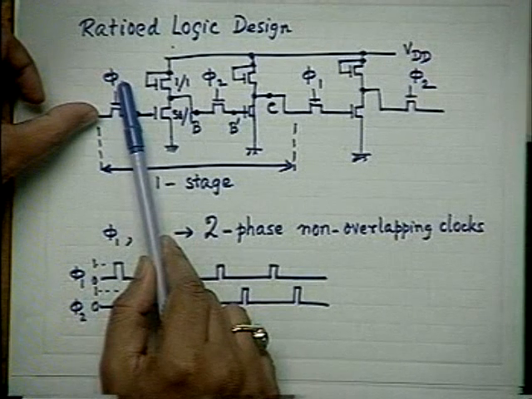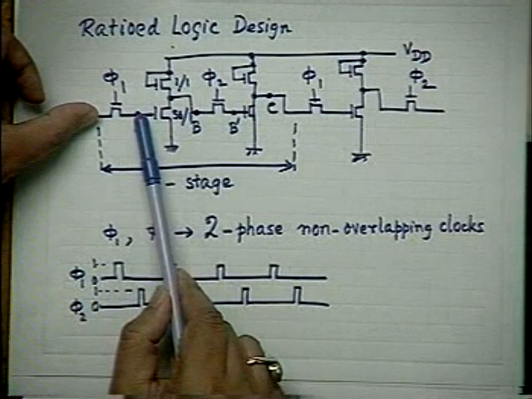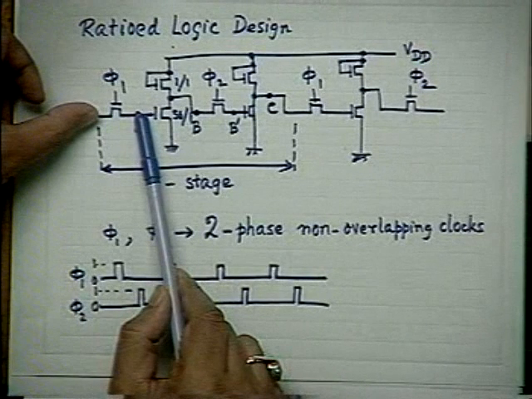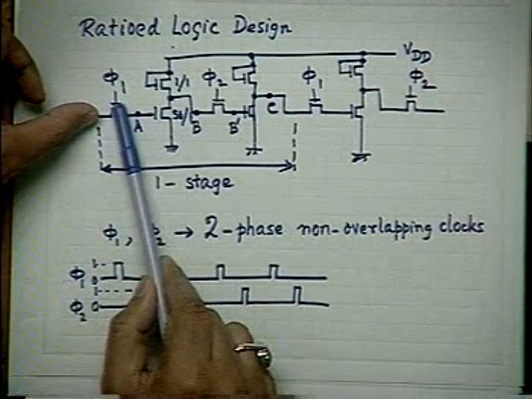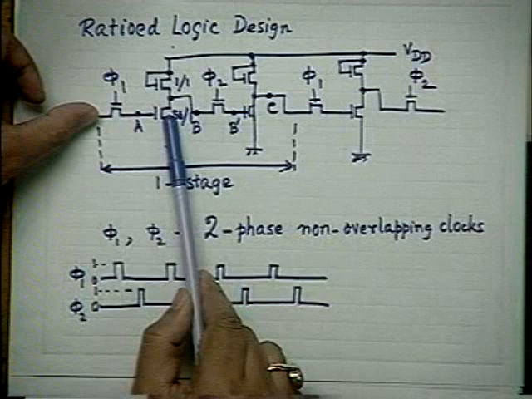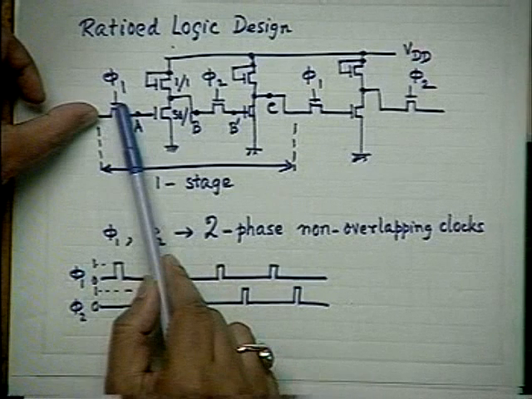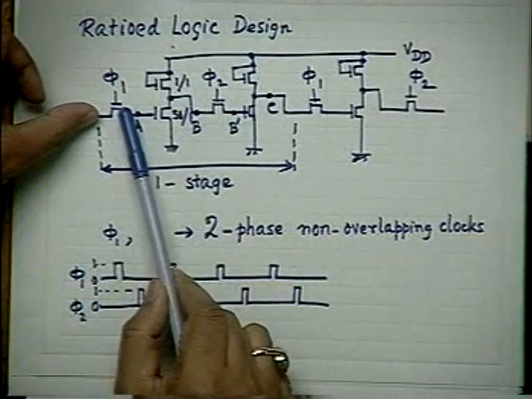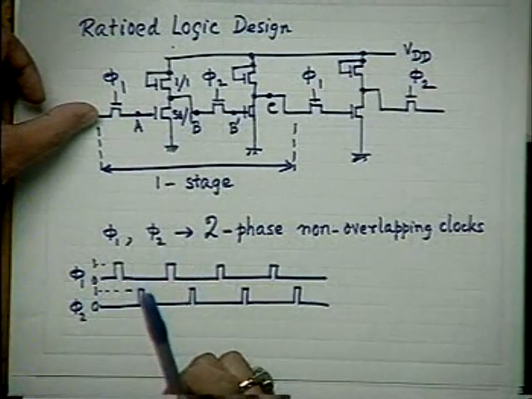When phi 1 is 0, the A point will remain in the earlier state. If it is 0, it will retain 0 state. If it is 1, it will retain 1 state, because this is off. And this is a MOS capacitor with a very, very high leakage resistance. This is off means also its leakage current. That is the advantage of MOSFET. Its leakage current is extremely small, of the order of nanoamperes.